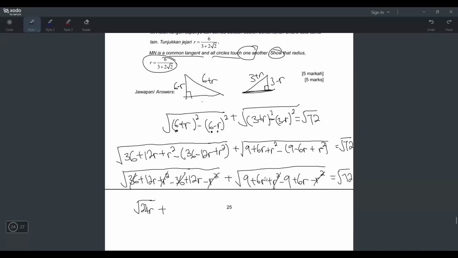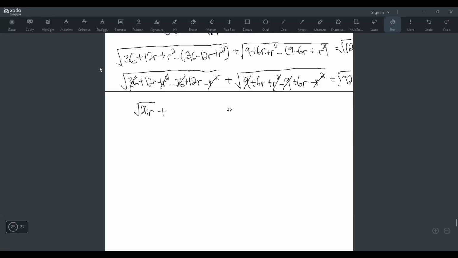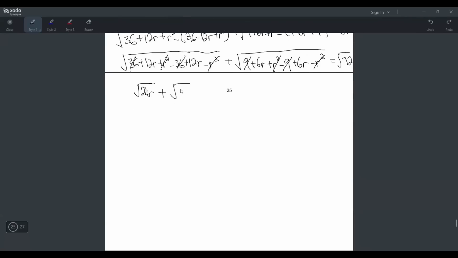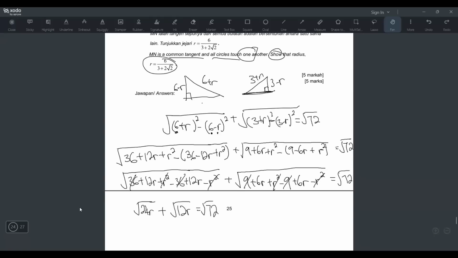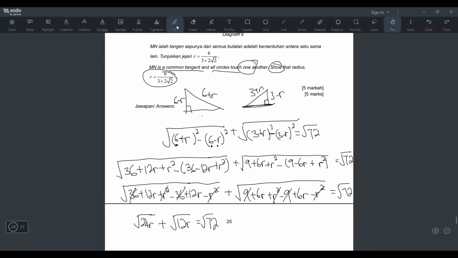R square minus r square is 0, 9 minus 9 is 0, you are left with 6r plus 6r is square root 12r lah. So I will continue here, square root 12r equals to square root 72. All right, now the problem is how to find r from here, because the soalan asked us to find r, right? Okay, but actually you already know the answer, but you cannot use this as information, right?